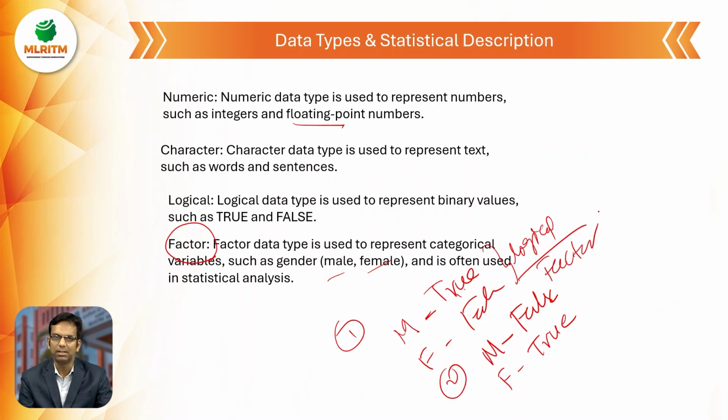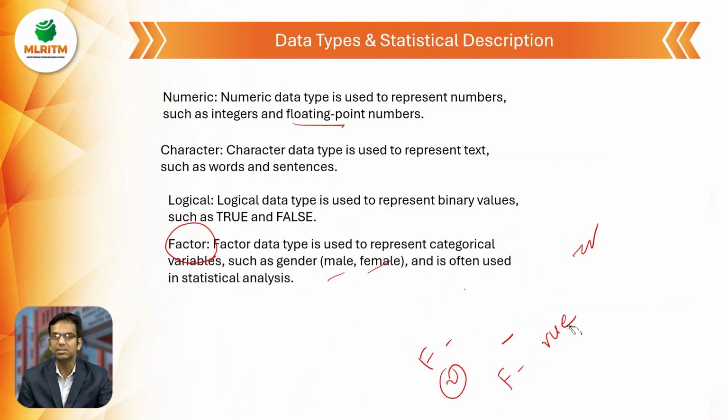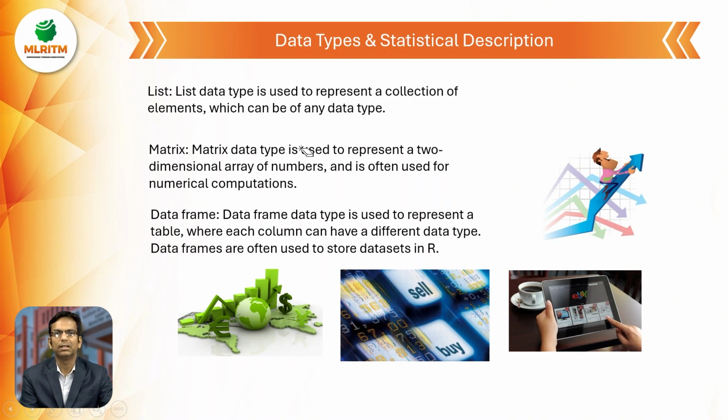So factor is a basic data type in R programming which represents categories of the data. While we are representing categories of the data, we declare a factor. Clear? Next, another data type we have is called list. While you are declaring a group of elements, or a group of data or values, that comes under the list data type. A list data type is a collection of elements.